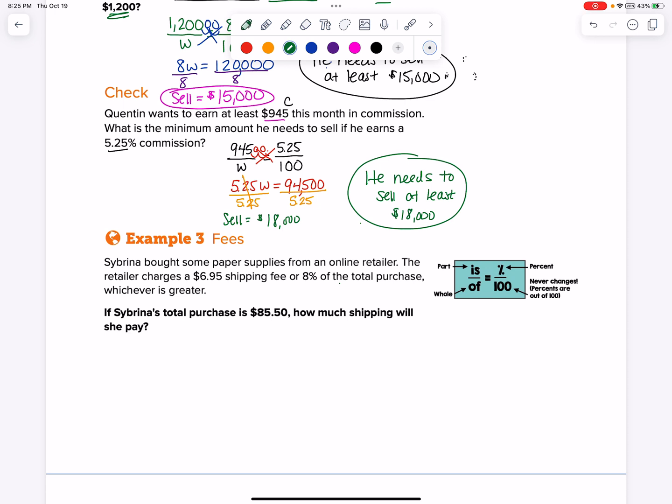Okay, so we can see what we're doing here. We have a flat charge, or what's called a fee. So that's what this is, or 8% fee, right? Whichever is greater. They're giving us the total purchase. How much shipping will she pay? So instead of commission, we have the word fee. Basically it's that amount that we're adding on at the end, but it's not our OG. Our OG whole is right there. So let's go ahead and set this up.